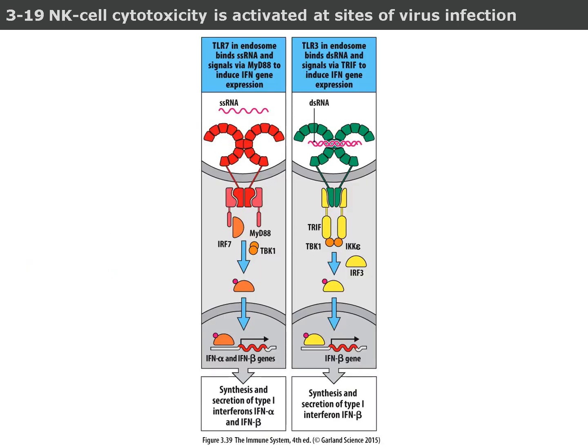This figure compares the signaling pathways triggered by two different toll-like receptors, or TLRs, inside endosomes that detect viral RNA and lead to the production of type I interferons. On the left, toll-like receptor 7 recognizes single-stranded RNA within endosomes. Upon detection, it signals through the adapter protein myeloid differentiation primary response 88, or MyD88, which activates interferon regulatory factor 7, or IRF7, via the kinase TBK1.